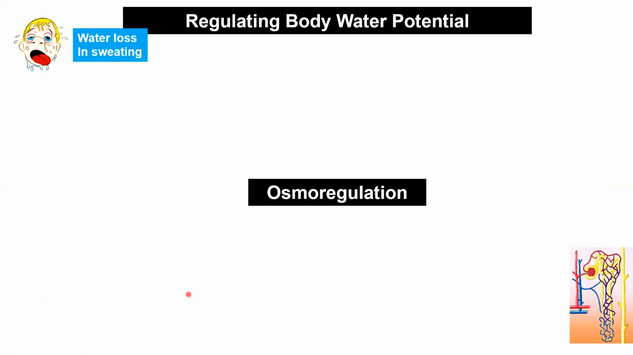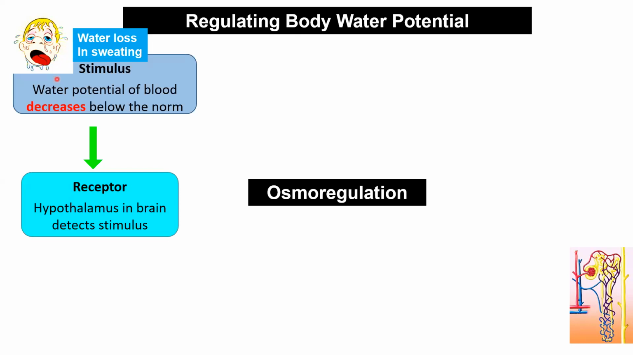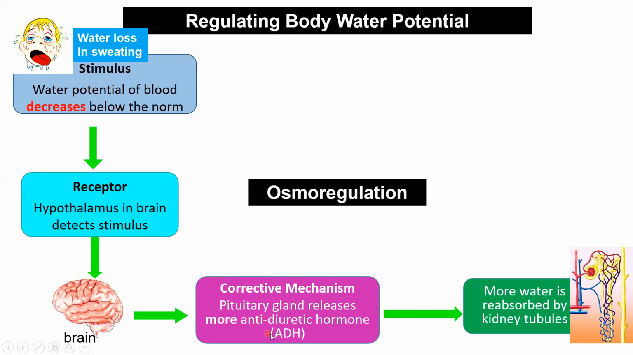Okay, whenever your body is going to lose water in the form of sweating or any other condition, or dehydration happens in the body, like when you have severe diarrhea because of cholera, Vibrio cholerae. So that is again a stimulus detected by the brain, the hypothalamus, which will instruct the pituitary to release more and more ADH. So ultimately, more water will be reabsorbed by the kidney tubules.